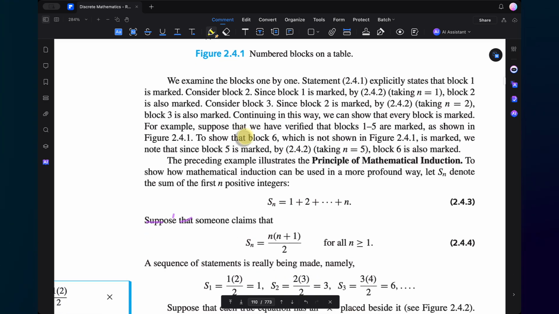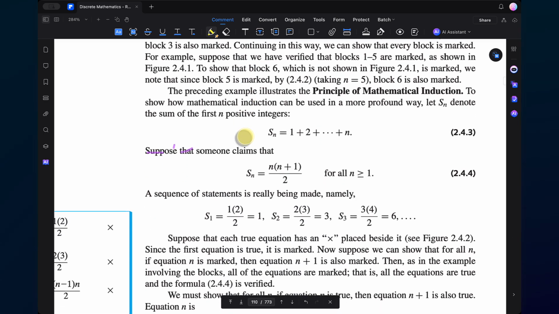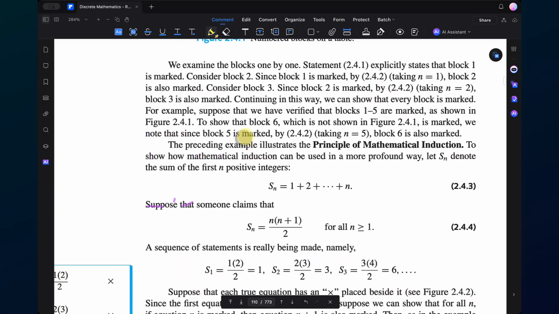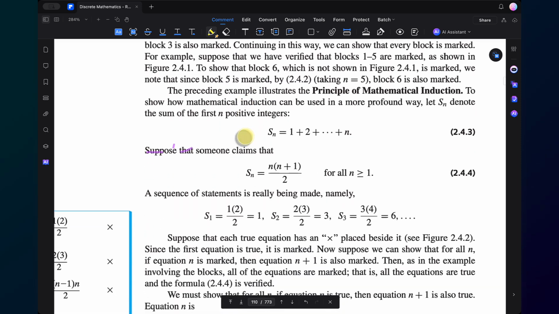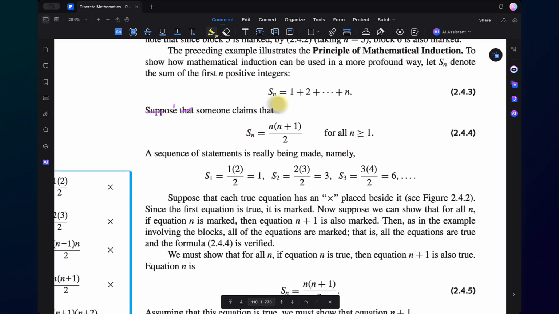Okay, let's look at an example. Here's a nice example. There's this formula that we would like to conclude to calculate this thing called S sub n. What we'd like to show is that if you add up the first n positive integers, we get the same as if we just write down this formula: n times n plus 1 over 2.